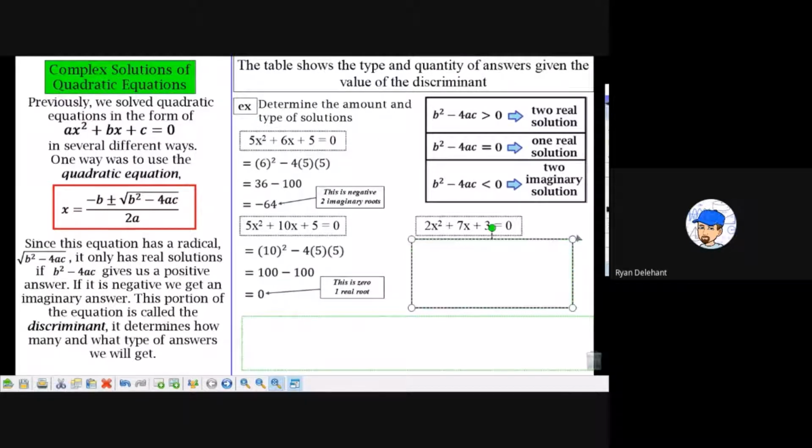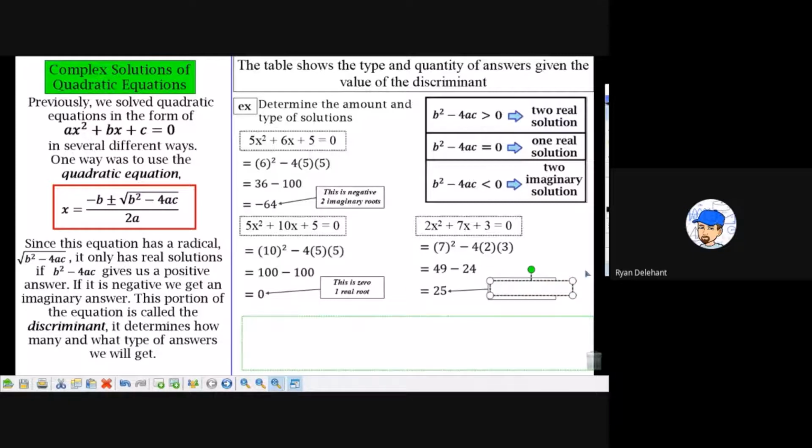But then this last one, we plugged in and we figured this out. We get 49 minus 24, which is a positive 35. I'm sorry, positive 25. Positive 25 has a square root that's real, meaning that this one will give us 2 real roots, okay? This is something that you may remember from way, way back in Math 2.